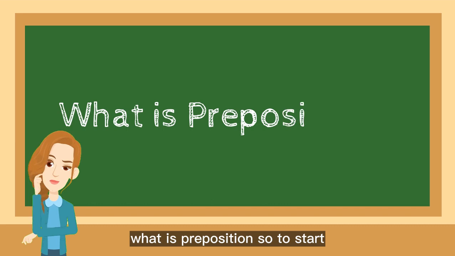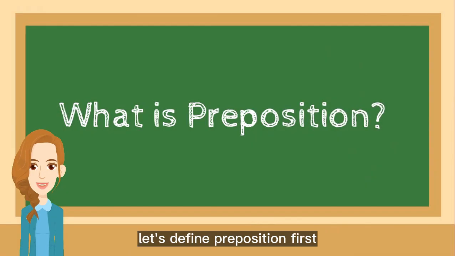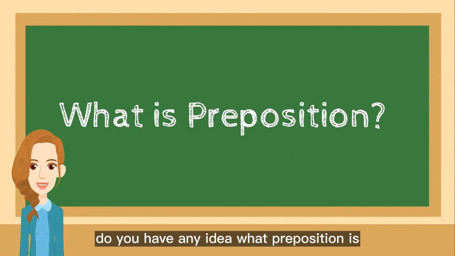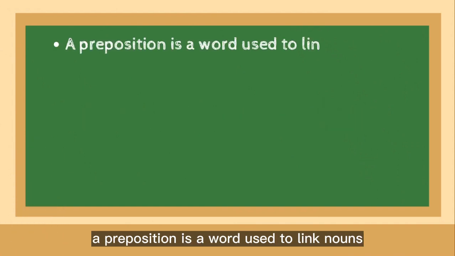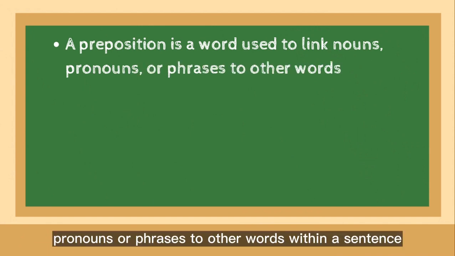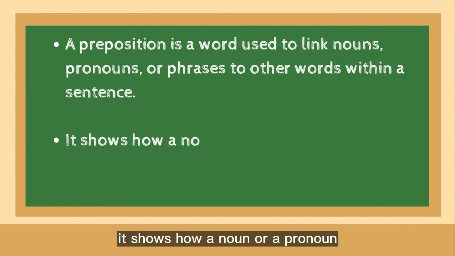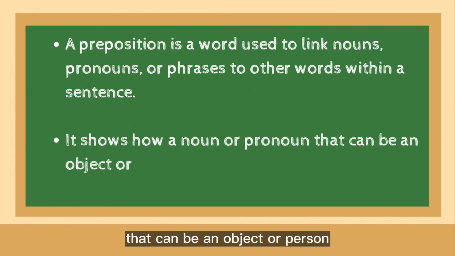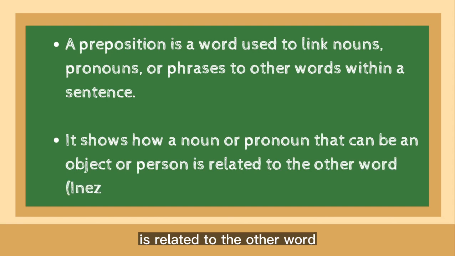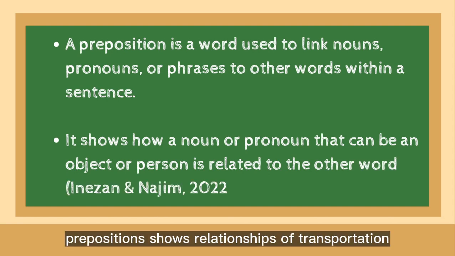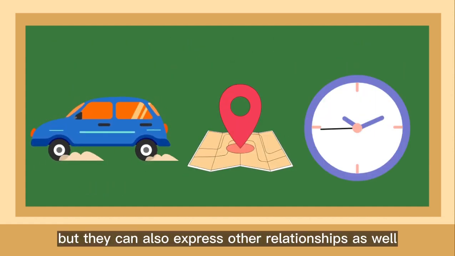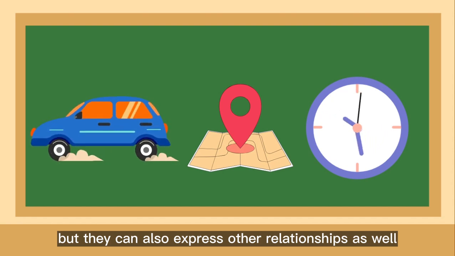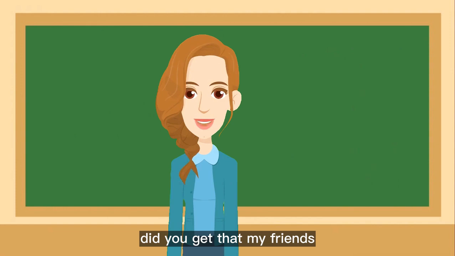What is preposition? So to start, let's define preposition first. Do you have any idea what preposition is? If you don't, then let me tell you something. A preposition is a word used to link nouns, pronouns, or phrases to other words within a sentence. It shows how a noun or a pronoun that can be an object or person is related to the other word. Along with it, prepositions show relationships of transportation, location, and time, but they can also express other relationships as well. Did you get that, my friends?